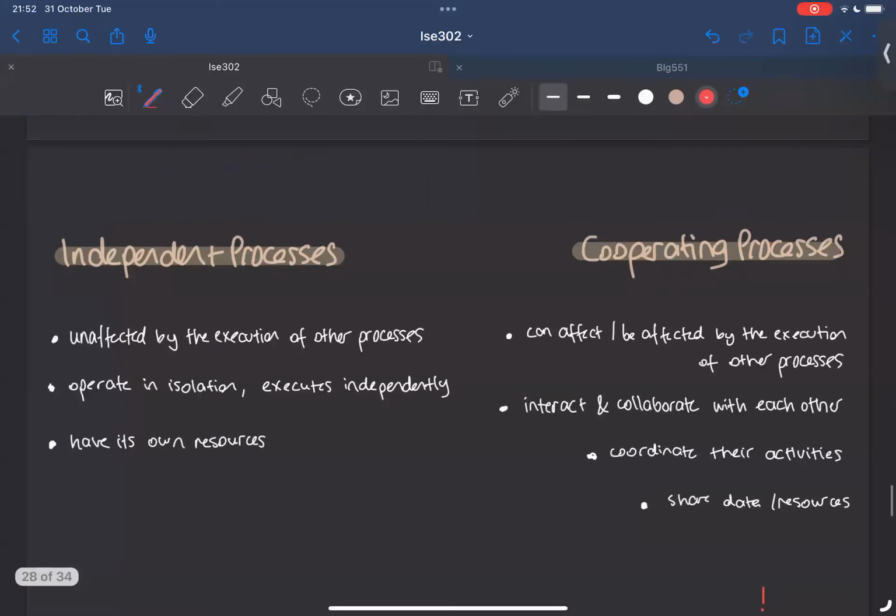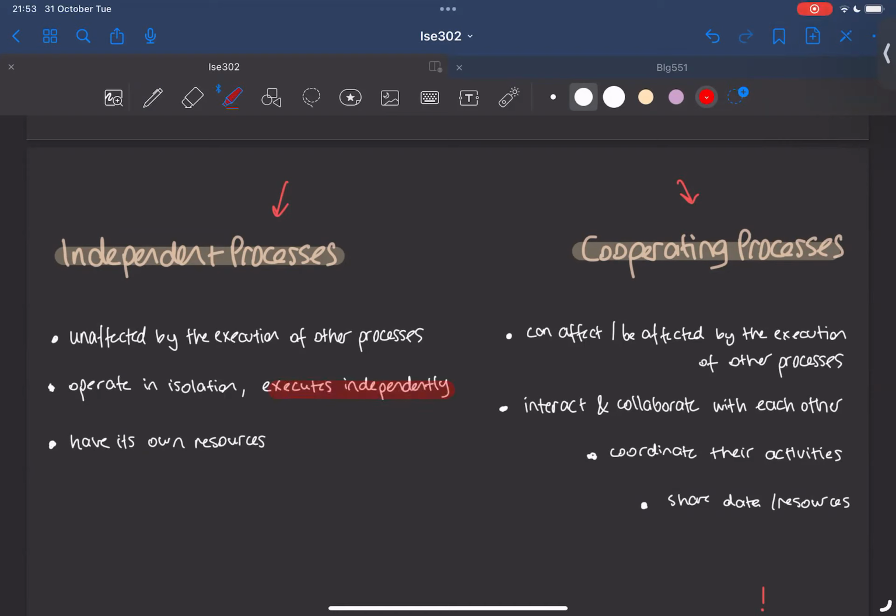A process within a system may be independent or cooperating. Independent processes are unaffected by the execution of other processes. They operate in isolation and they have no interaction or dependency on other processes, okay? And also, each process has its own resources and executes independently.